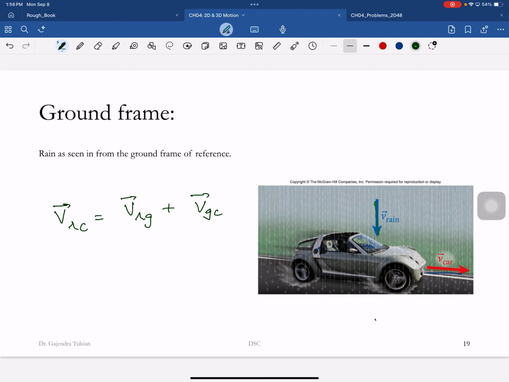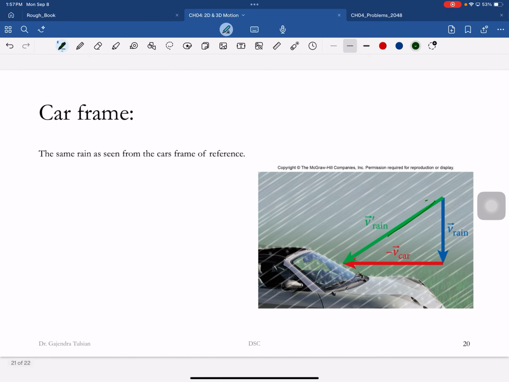Here's the velocity of the car with respect to the ground. So what is the velocity of the ground with respect to the car? It's in the opposite direction. The ground is moving in the opposite direction. So the velocity of rain with respect to the ground is that. Velocity of the ground with respect to the car is like that. And so the velocity of the rain in the car is in this direction. And that's what you'll see.